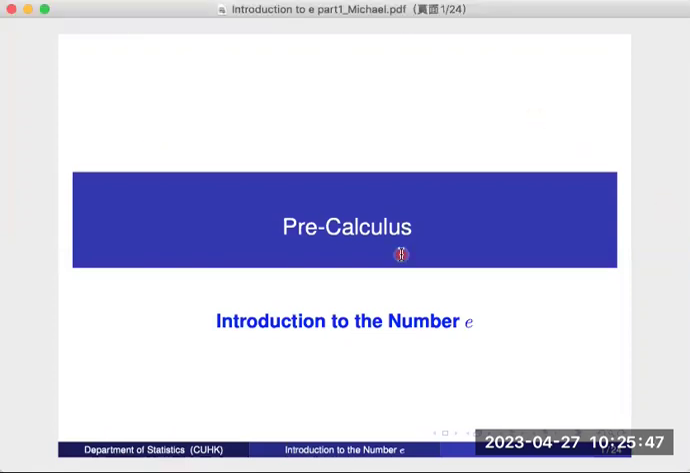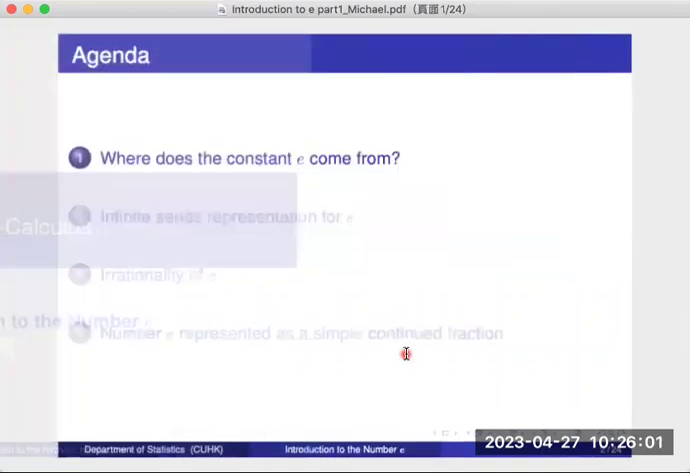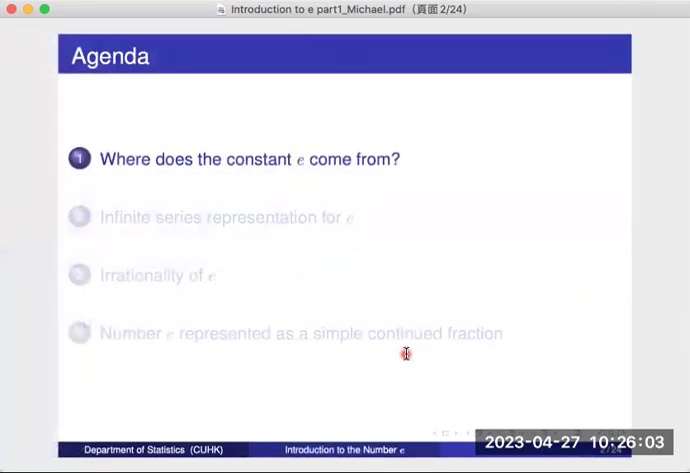Good afternoon, everyone. We are from the Department of Statistics of the CUHK. I am pleased to be here today to talk about one of the most important constants in all mathematics, the number e. This is an introduction to the number e. Let us begin.